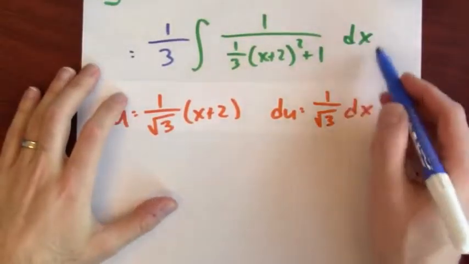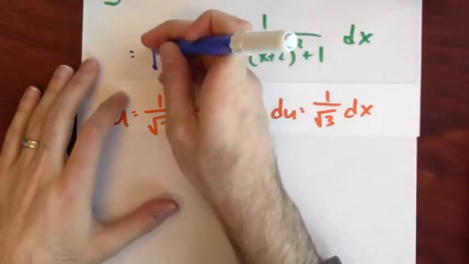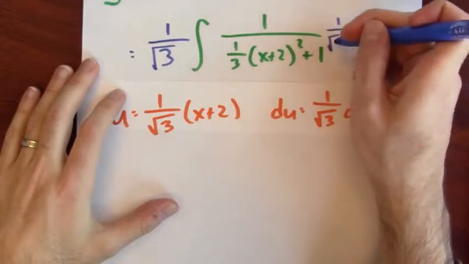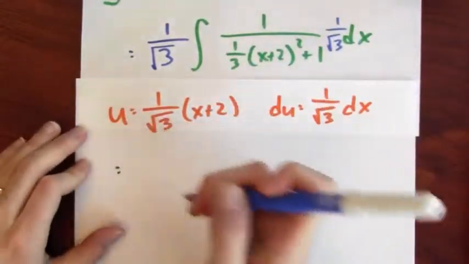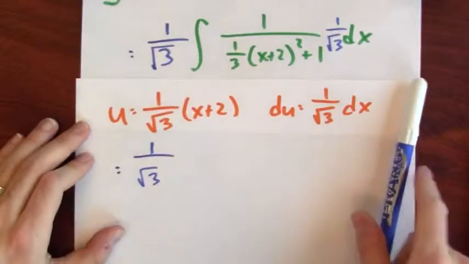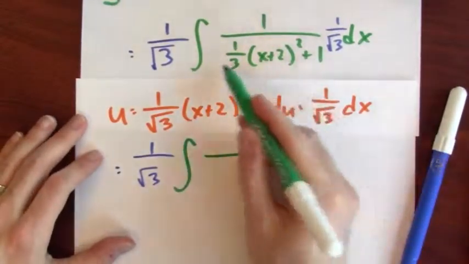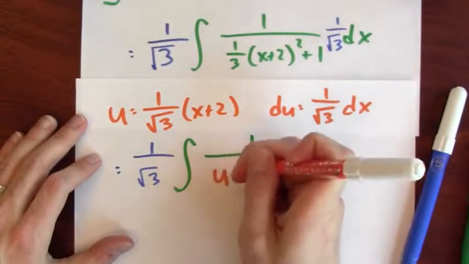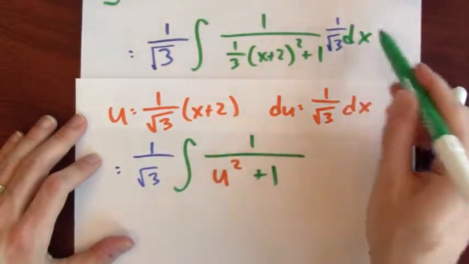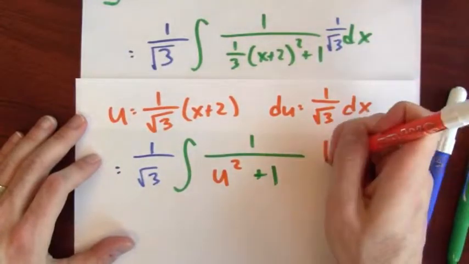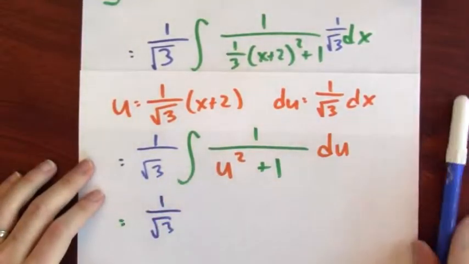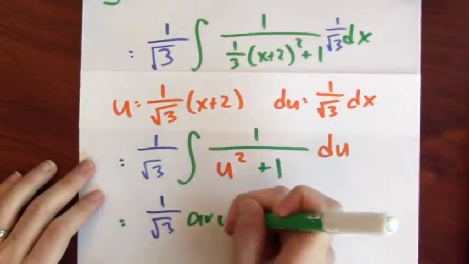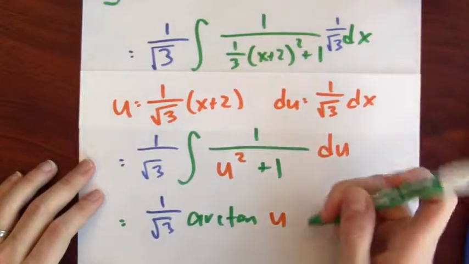Now, what does the integral become? You might be concerned that you don't see a 1 over the square root of 3 dx here, but I can manufacture one of those. If I make this into the 1 over the square root of 3, I can put a 1 over the square root of 3 here without affecting anything. Now I've got a du. So this antidifferentiation problem becomes 1 over the square root of 3 times the antiderivative of 1 over u squared plus 1, and this 1 over the square root of 3 dx is now my du. And that's arctan. So this is 1 over the square root of 3, and the antiderivative of this is arctan u plus c.